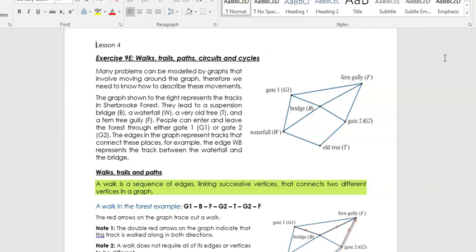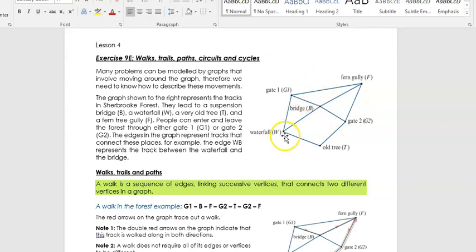So the graph shown to the right here represents the tracks in a place called Sherbrooke Forest. They lead to a suspension bridge, which is denoted by the letter B over here. The bridge itself is just some scenic thing, so these aren't necessarily bridges. It could have been a waterfall, or a rock of some sort, but it's just a scenic thing that's there.